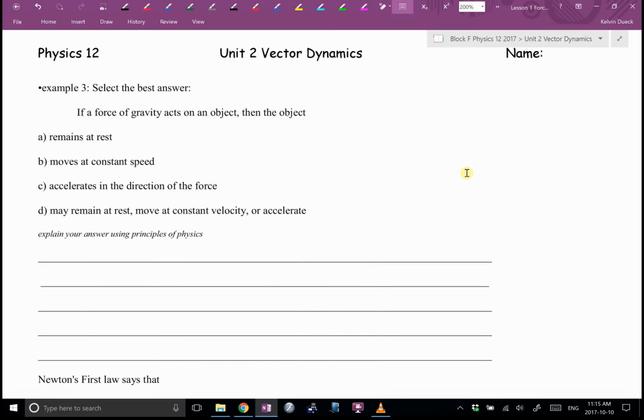Example 3 says, select the best answer. Hey, we get to vote. Once again, how high you hold your hand up is how sure you are of the answer. It says this: if the force of gravity acts on an object, then the object, A, remains at rest, B, moves at a constant speed, C, accelerates in the direction of the force, or D, all of the above.